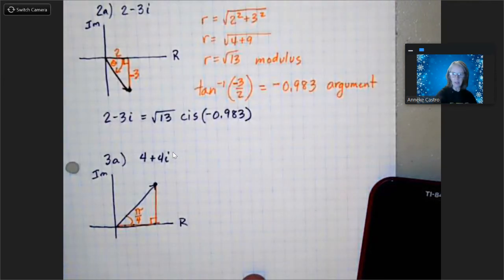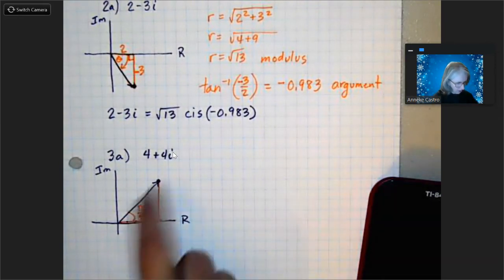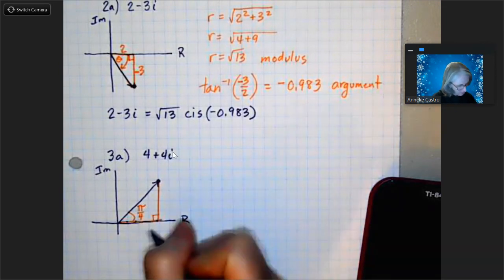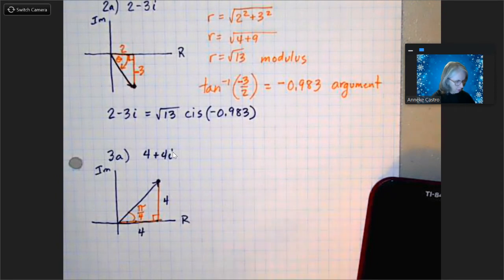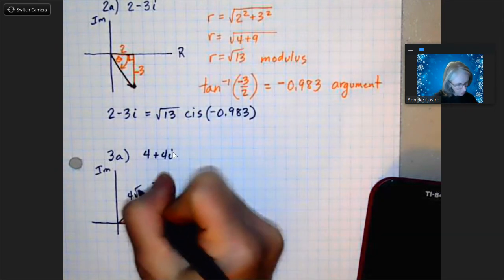Oops, and I just noticed you can't see what I've been doing. Okay, so now all I need to do is find the modulus. So this is 4 units. This is 4 units. And then if you do recognize that this is a 45, 45, 90 degree triangle, there's a shortcut here which says that this length is going to be 4 times the square root of 2.